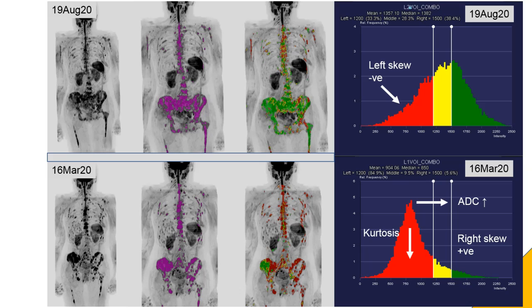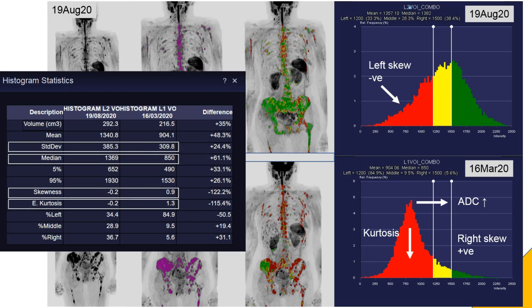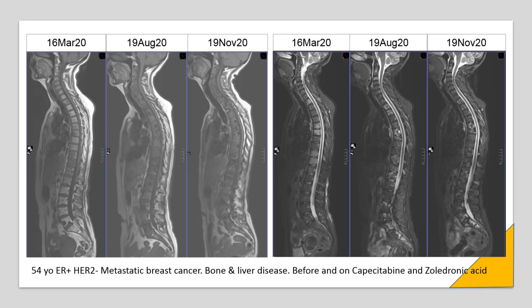This is the pre-treatment histogram, this is the post-treatment histogram. You can see the shift to the right-hand side. And looking at the raw data, you can see that the liver disease also gets better. So this is a good example of responding disease using ADC criteria, but not morphological criteria. And here again are the histogram statistics. You can see that the ADC increases from 904 to 1300. We can see that the standard deviation increases, and the kurtosis decreases also.